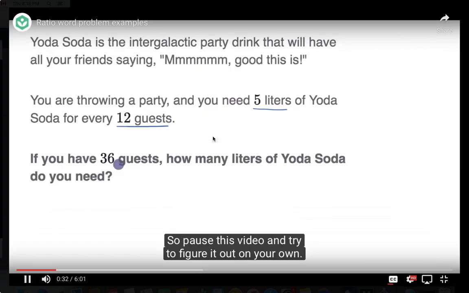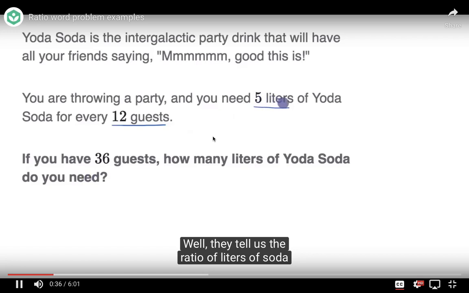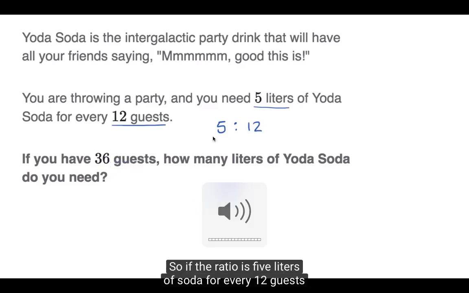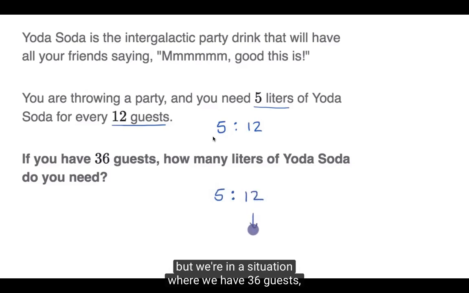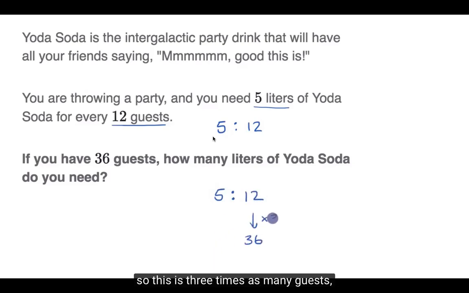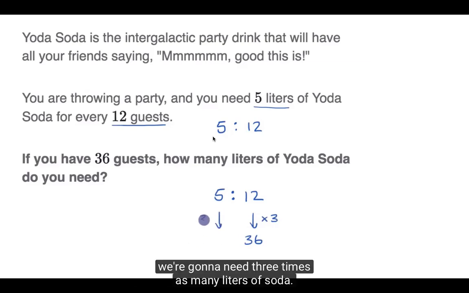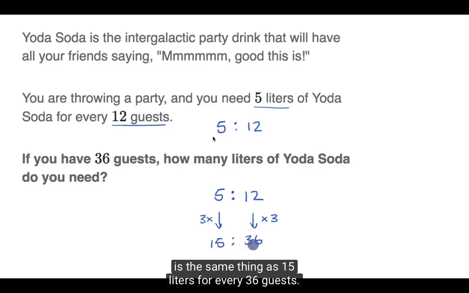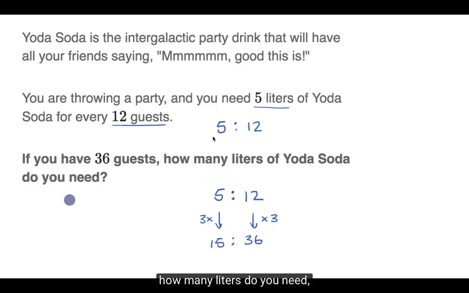How much Yoda soda to feed or hydrate 36 guests? Well, they tell us the ratio of liters of soda to number of guests. So you need five liters for every 12 guests is the ratio. But we want to have 36 guests. So if the ratio is five liters of soda for every 12 guests, but we're in a situation where we have 36 guests, so this is three times as many guests, we're going to need three times as many liters of soda. So three times five is 15. Five liters for every 12 guests is the same thing as 15 liters for every 36 guests. So to answer that question, how many liters do you need? You need 15 liters. Let's do another one of these.